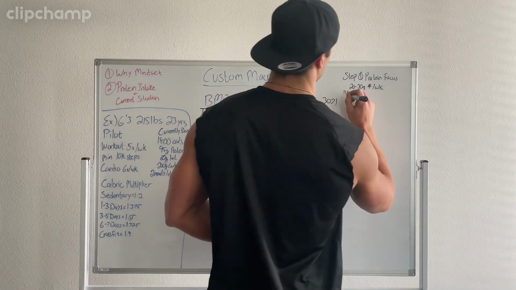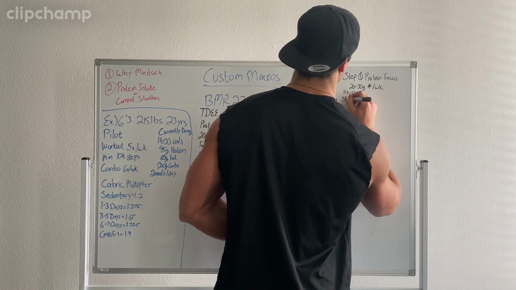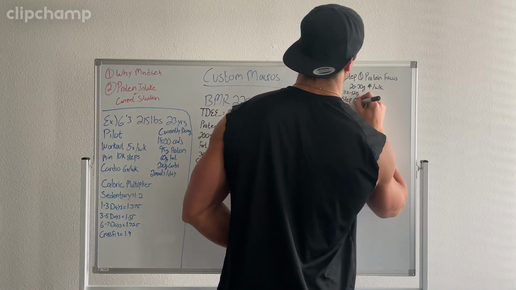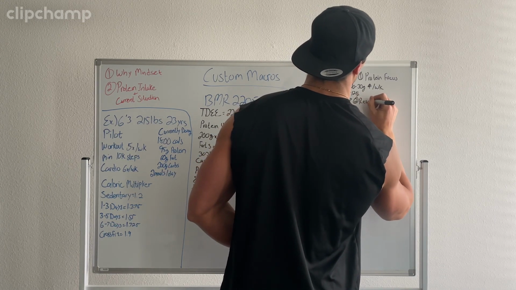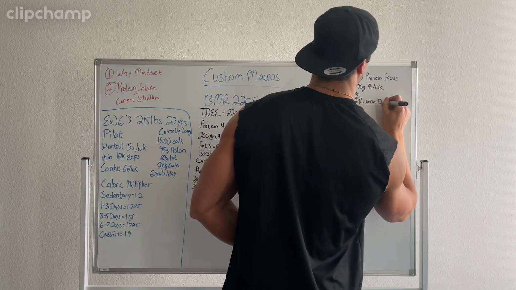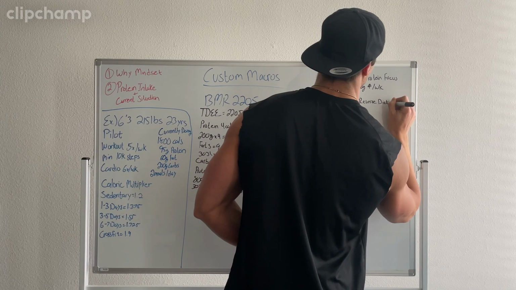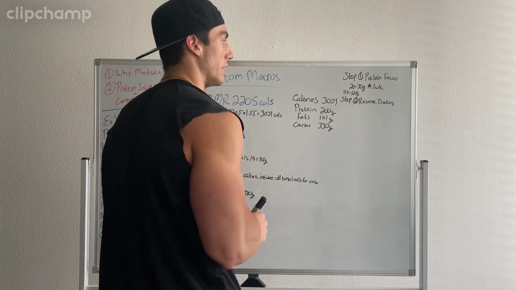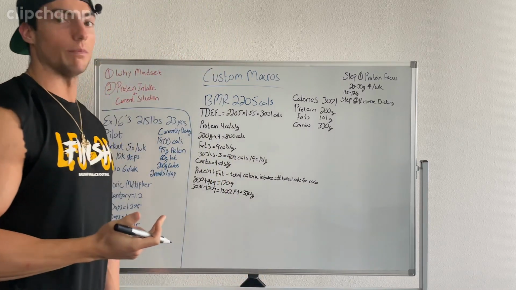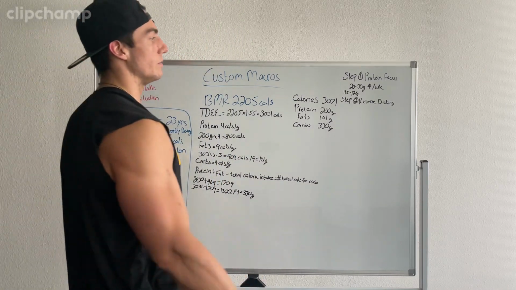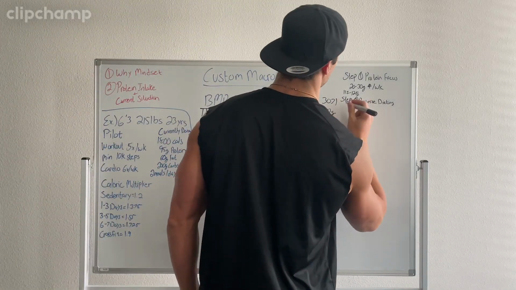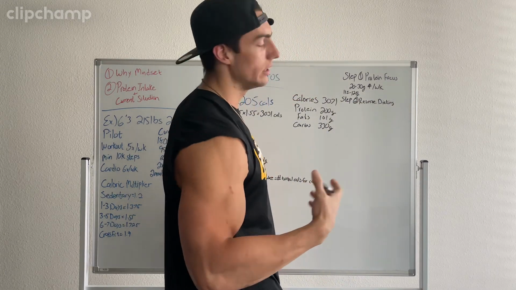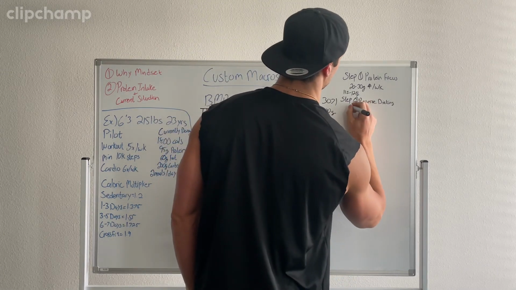Step 2, alongside what I mentioned earlier, is reverse dieting. What I mean by this is we're reverse dieting back to his true maintenance of 3,031 calories. And how we go about that is, since he's in a 1,200 calorie deficit, I like to increase it 200 per week.